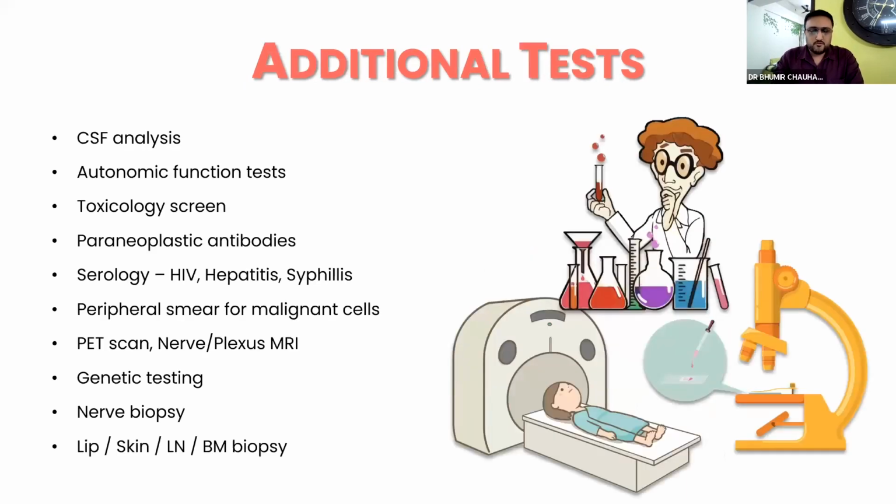A certain subgroup of patients will require further testing like CSF analysis, for example, in GBS or CIDP, autonomic function tests, toxicology screening or drug levels, paraneoplastic antibodies, HIV, hepatitis or syphilis serology, malignancy, PET scans, MRI of nerve or plexus, genetic testing if you are very sure about a particular subtype, and biopsy of lips, skin, lymph nodes or bone marrow if you are searching for that type of etiology.